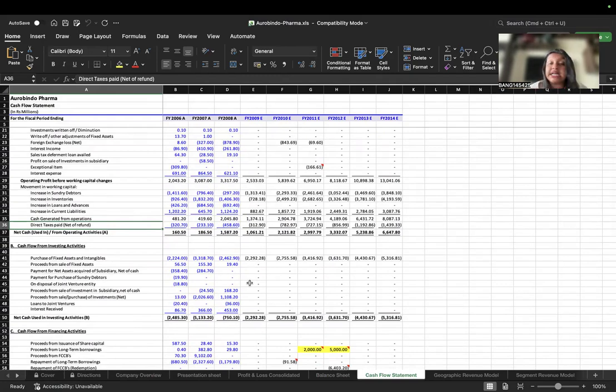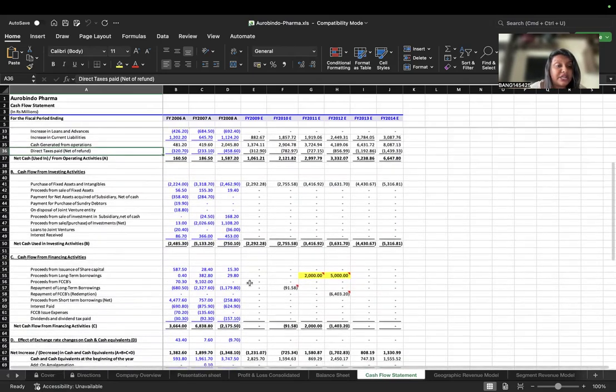Here we see consistent expenditure ranging from rupees 2,292 million to over 5,316 million. So this company is reinvesting its cash back into the business to build capacity for future growth. This is a sign of ambition and a long-term vision.